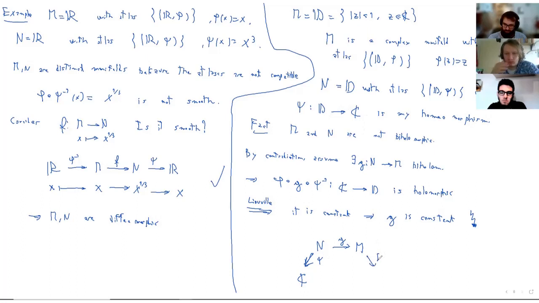And here we have our phi, which goes to D. Psi is surjective to C. Okay, now I get the contradiction. Thank you. Of course.